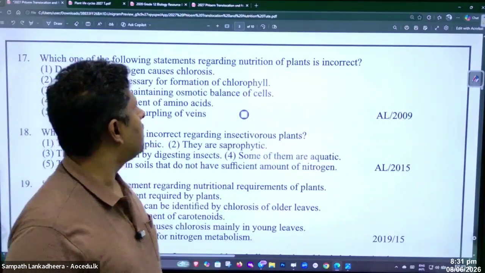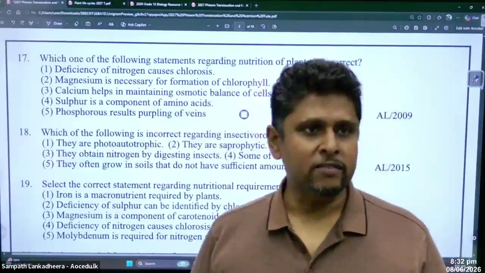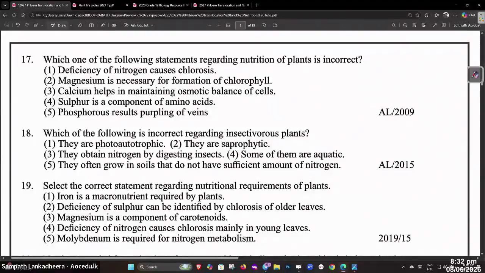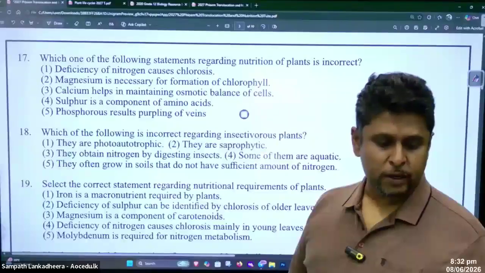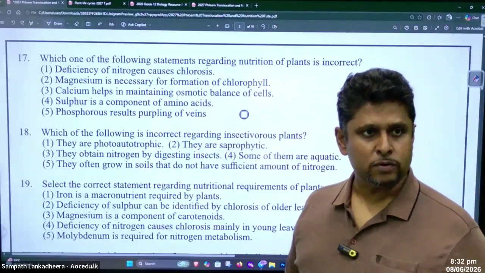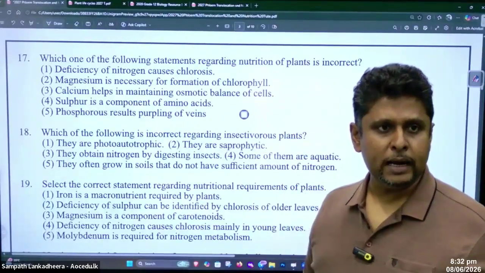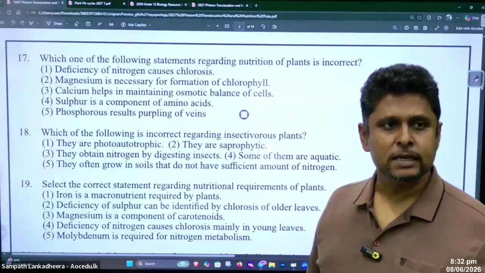Which of the following statements regarding plant nutrition is incorrect? Deficiency of nitrogen causes chlorosis. Yes, it's correct. Magnesium is necessary for formation of chlorophylls. Calcium helps to maintain osmotic balance of the cells.